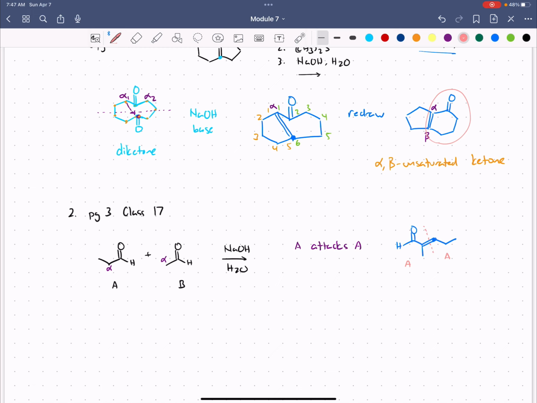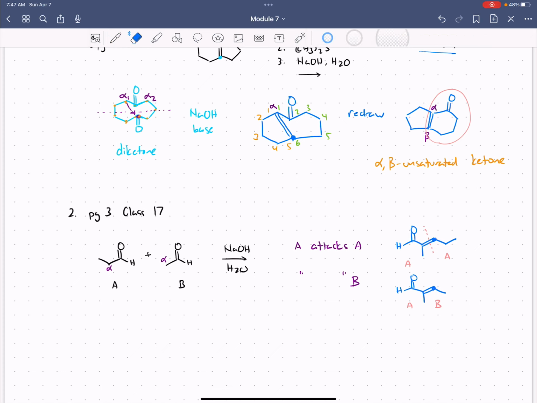A attacks B. Okay, so A looks the same on the left, the attacker. When it attacks B, you notice that B only has 1 methyl group, so that's it. And that's A and B. We did this in class, the first 2. The last 2 I asked you to do at home where B is the attacker. Let me just double check my work.